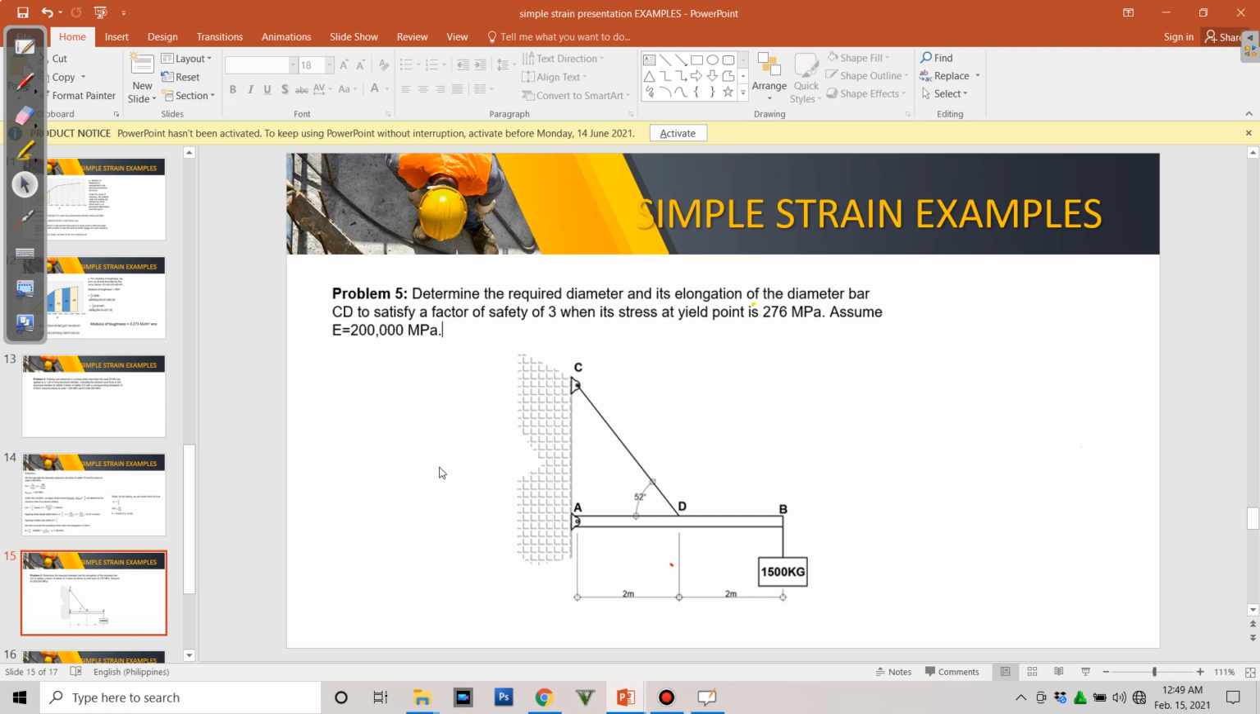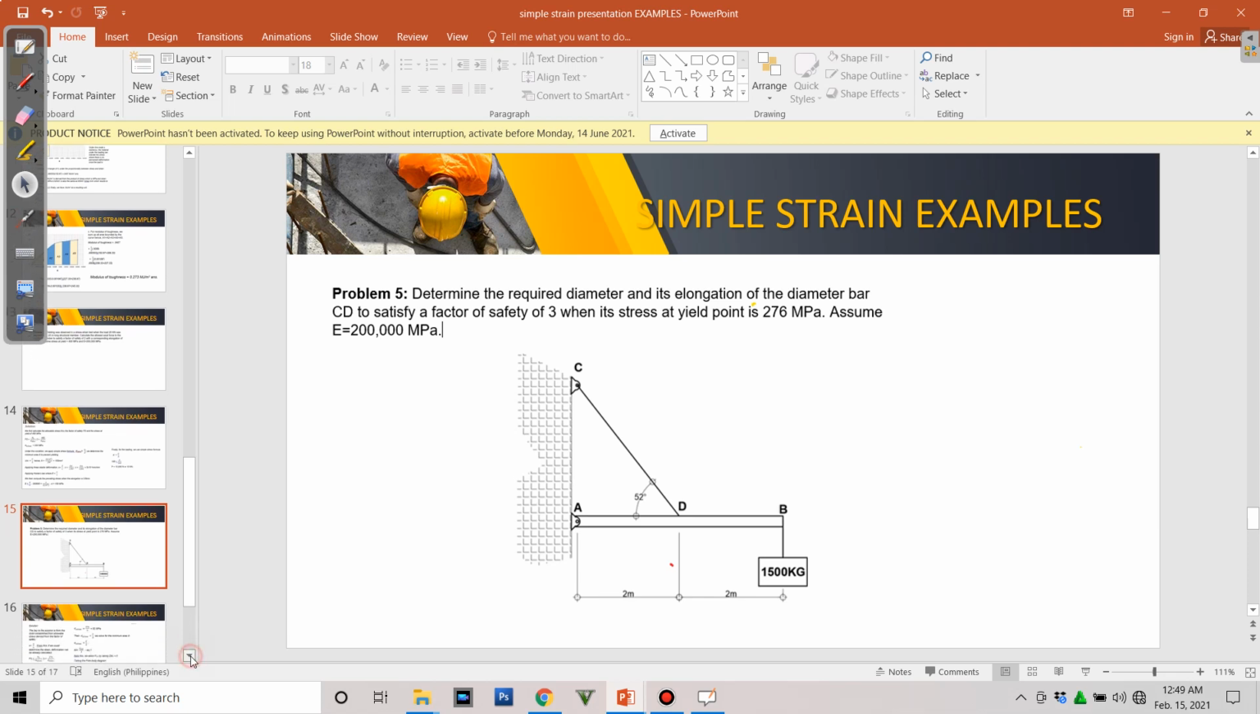Okay, so for the fifth problem, we determine the required diameter and its elongation of the bar CD. So this is actually bar CD, to satisfy a factor of safety of 3 when its stress at yield point is 276 megapascal. Then we're gonna assume a Young's modulus of elasticity equivalent to 200 megapascal.